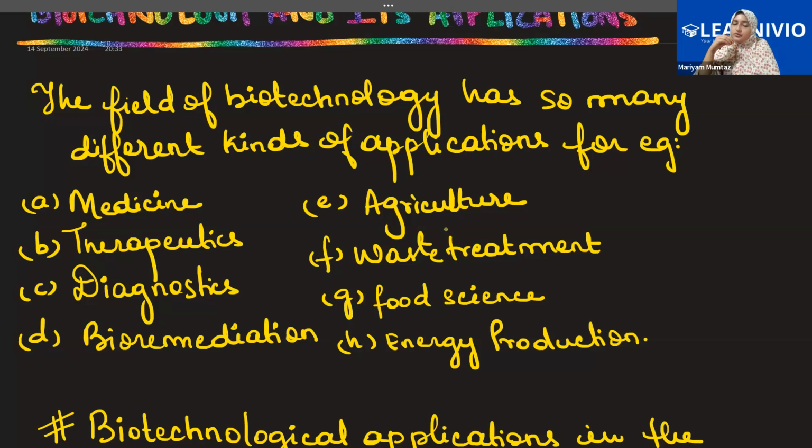It is used in food science also, to give food a longer shelf life, so that it doesn't get bad, even if you handle the food item very roughly or very irresponsibly, still it will not go bad. So all of those things come under the application of biotechnology. And the last one is energy production.